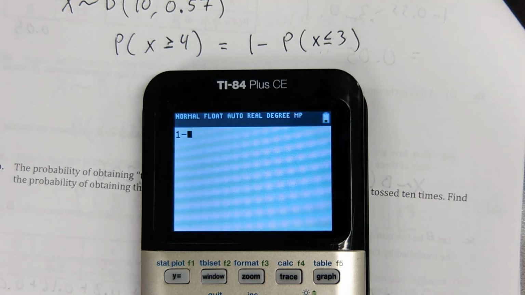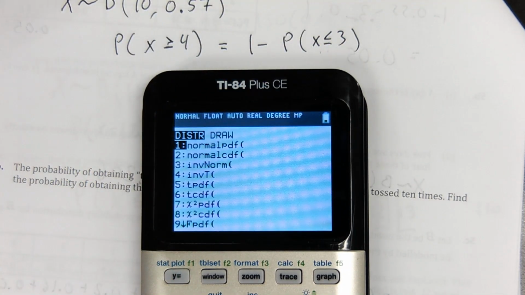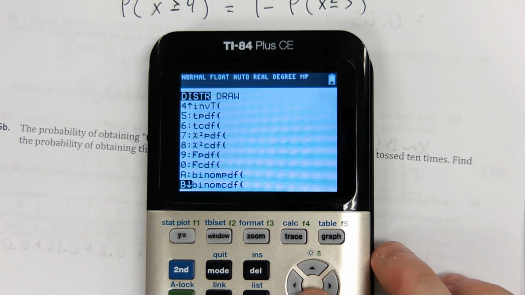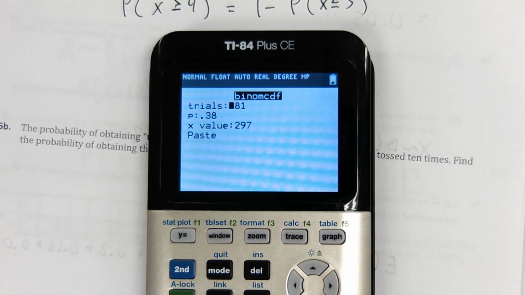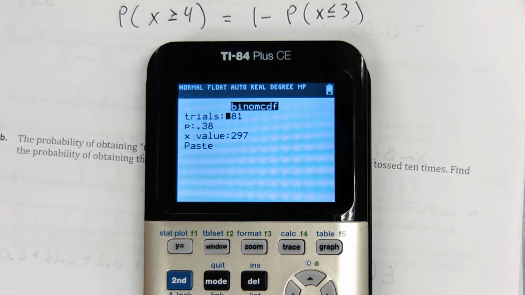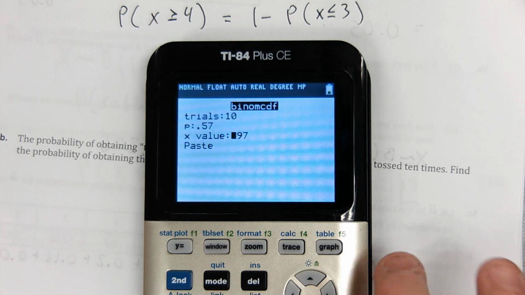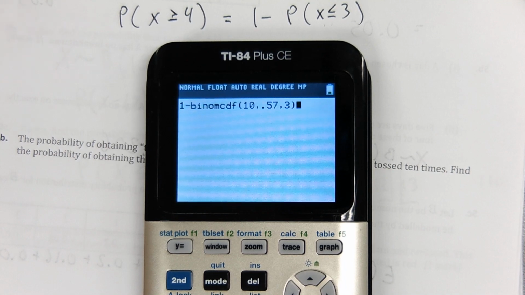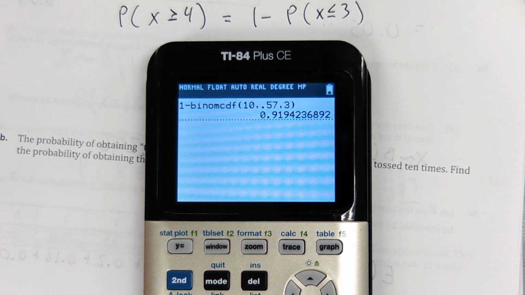So we go 1 minus, second vars, and we're doing binomial CDF. Number of trials is 10. Probability of success, 0.57. And the X value we're hunting for is 3. See, I've already typed the 1 minus part. So it's going to give me the answer I'm looking for. 0.919.